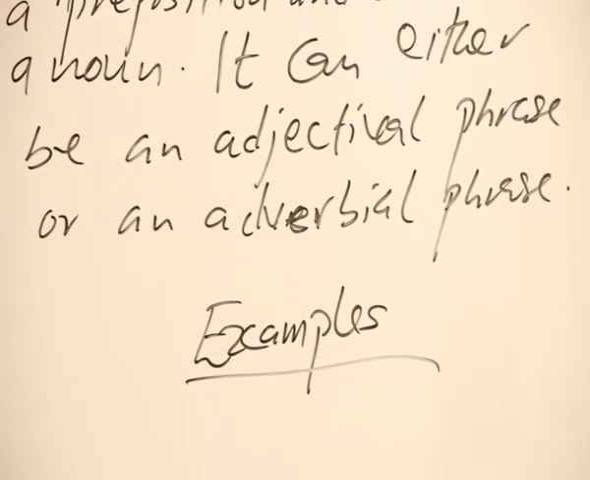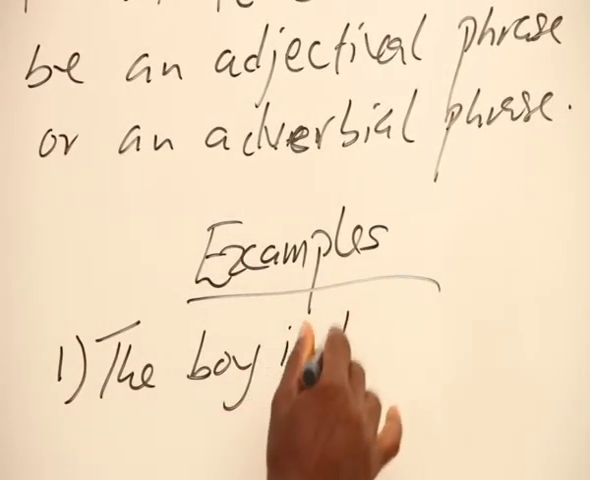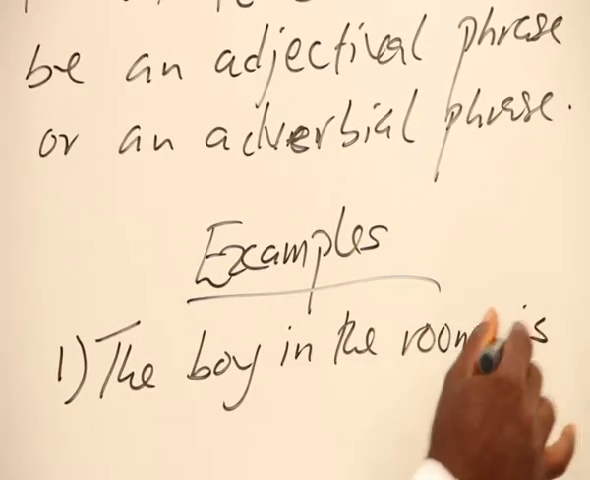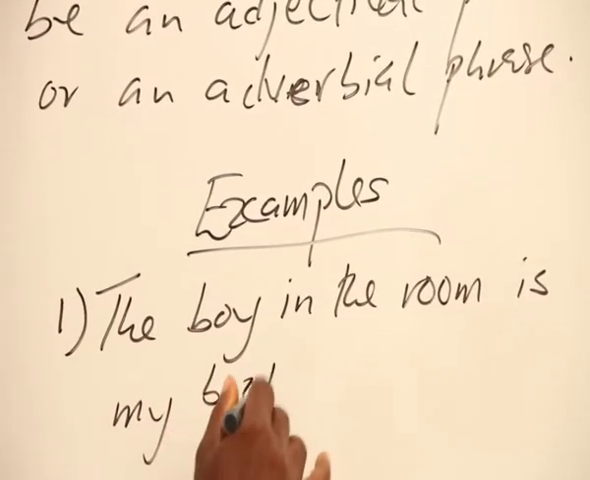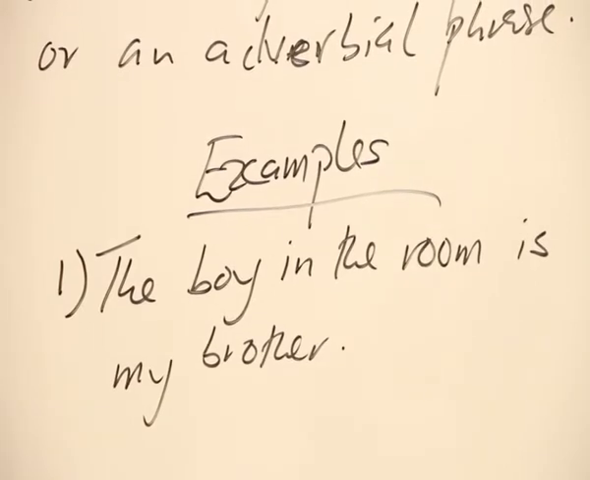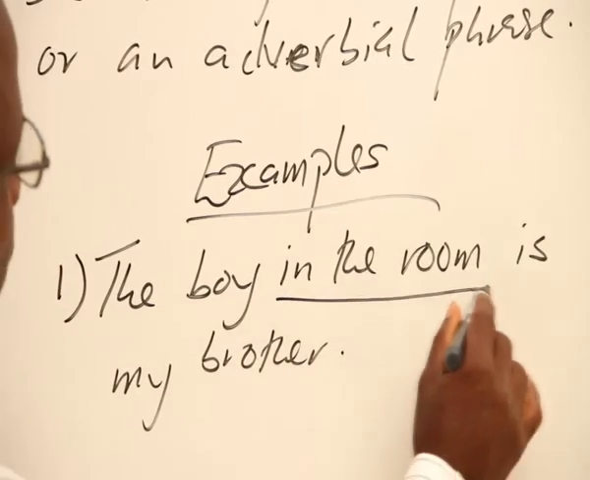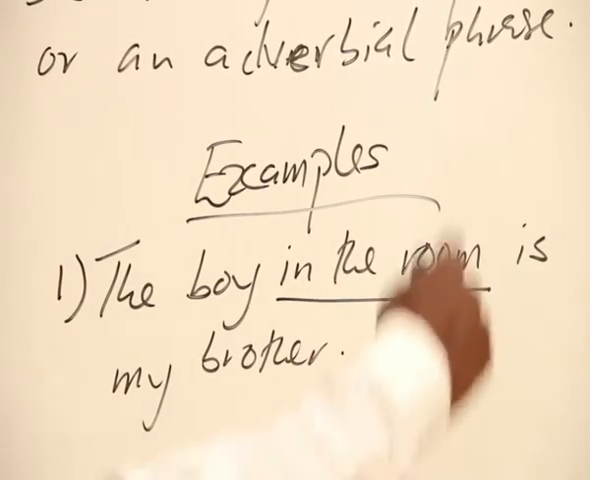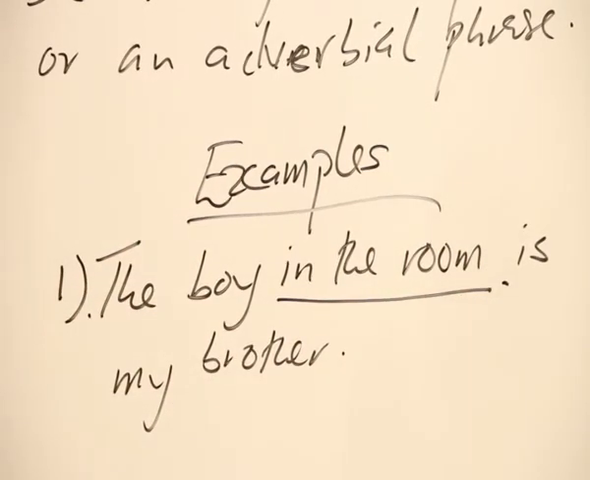Let's take examples. 1. The boy in the room is my brother. What's our prepositional phrase? Our prepositional phrase is in the room. Now, if you look at that, from the beginning to this point is a noun phrase.